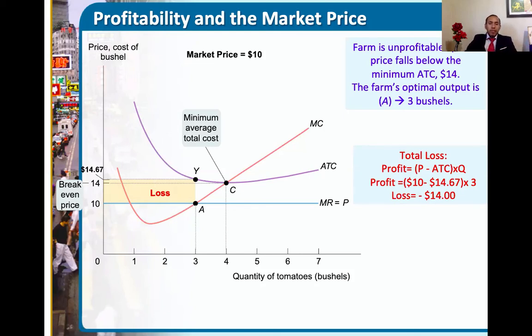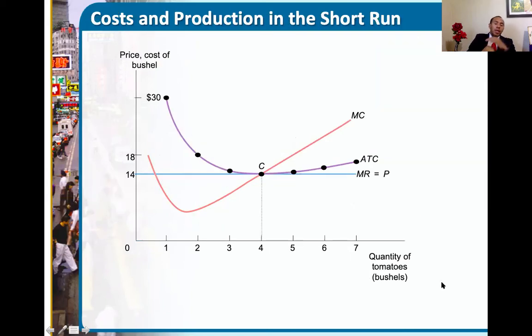For clarity, you will be given the vertical axis, you will be given the quantities. You just need to, for the most part, calculate and identify the areas of profit and the areas of loss. Make the calculations to indicate the value of the loss and what these points mean. Point C is always the minimum point on the average total cost curve, the minimum cost output. 4 units is the one that minimizes cost. Now, why is that important?